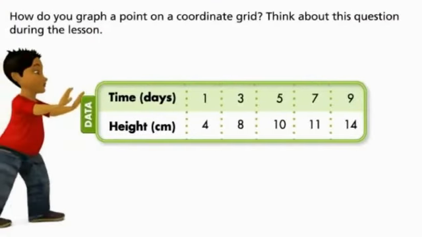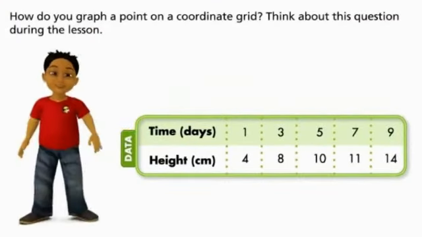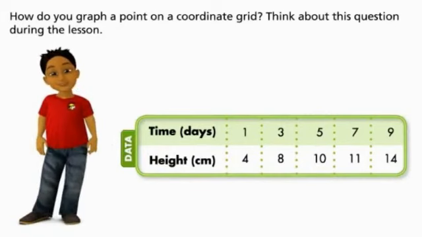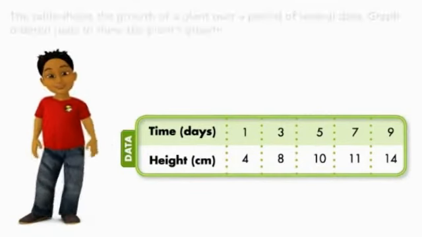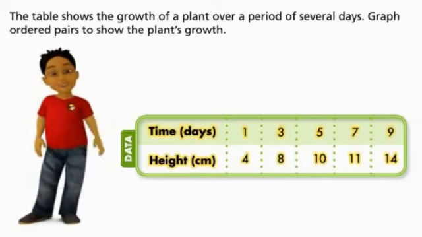How do you graph a point on a coordinate grid? Think about this question during the lesson. The table shows the growth of a plant over a period of several days. Graph ordered pairs to show the plant's growth.